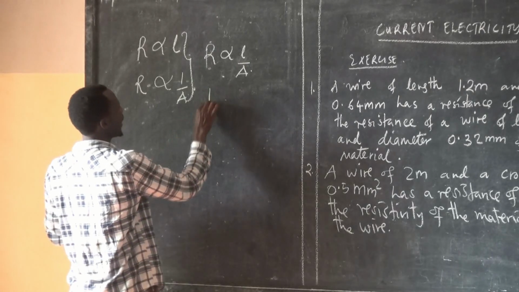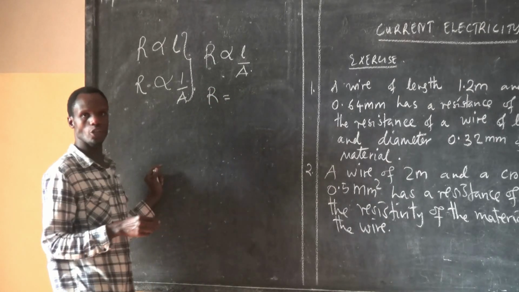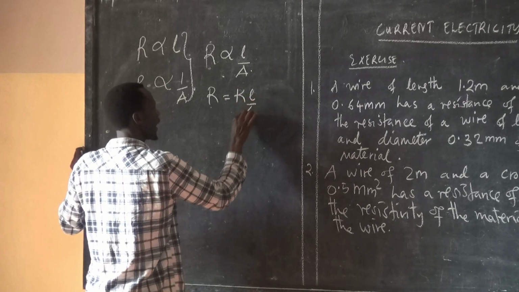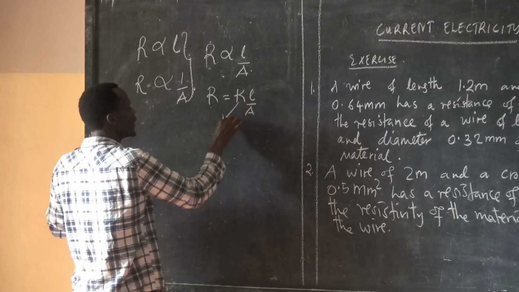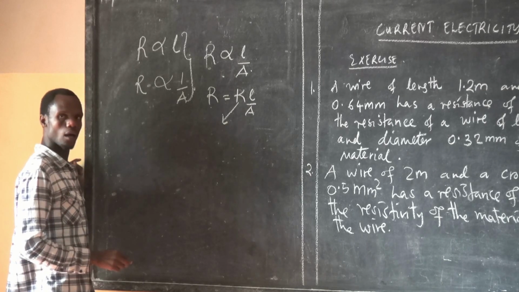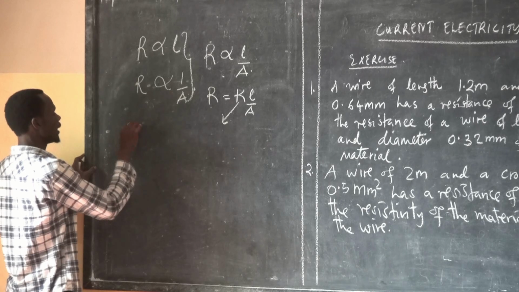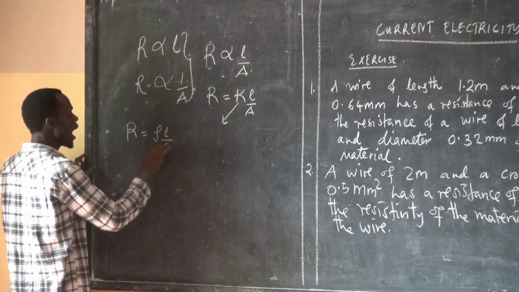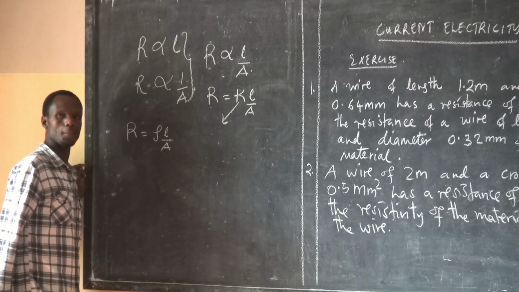And from here, removing the proportionality constant, resistance is equal to K L over A. But this K is the proportionality constant. It's called the resistivity of the conductor. And therefore we say resistance is equal to resistivity times length over cross-section area.